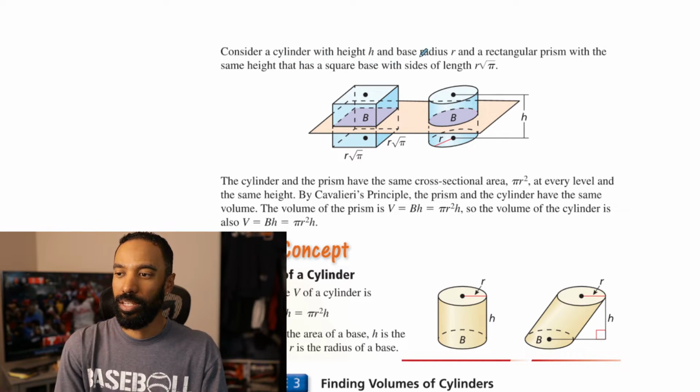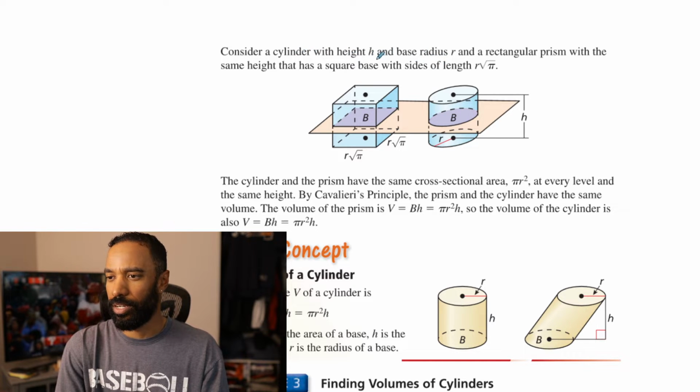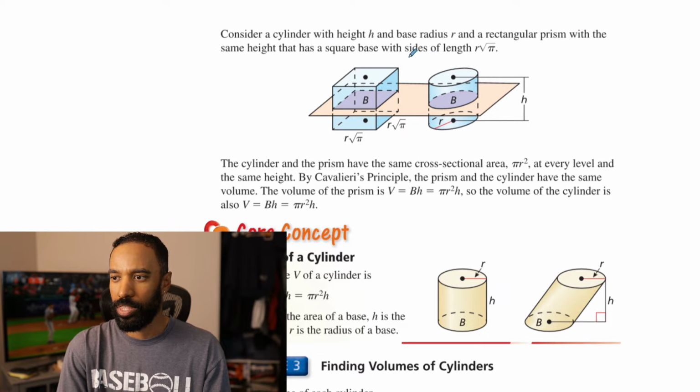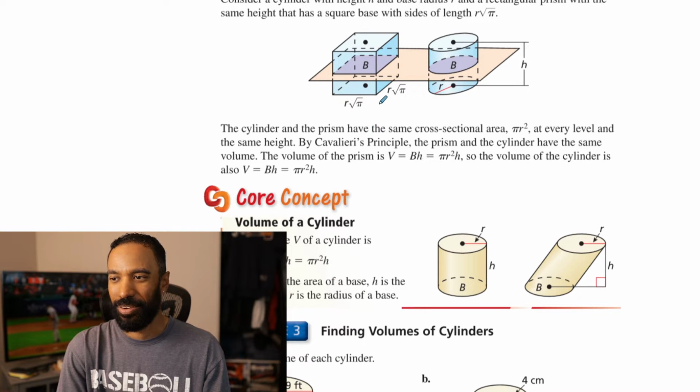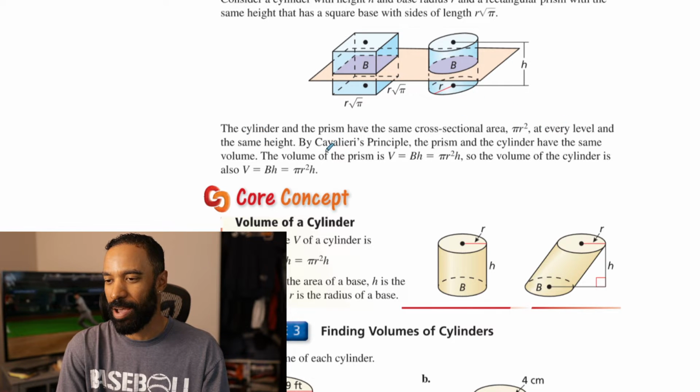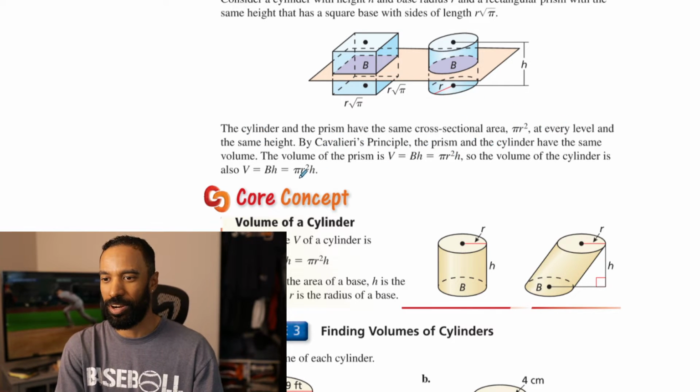Okay, consider a cylinder with height h and base radius r, and a rectangular prism with the same height that has a square base with sides of length r times square root of pi. Okay, they're stretching a little bit. The cylinder and prism have the same cross-sectional area, pi r squared, at every level and the same height. By Cavalieri's principle, the prism and cylinder have the same volume.